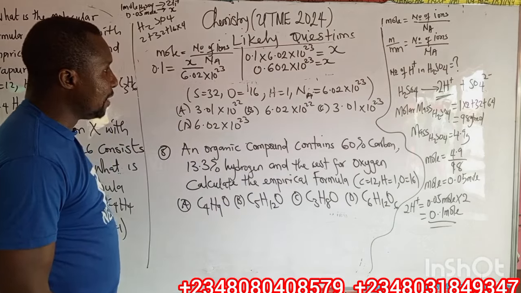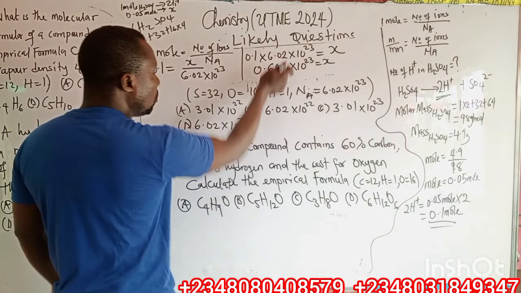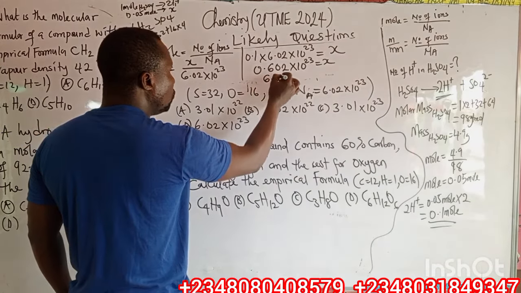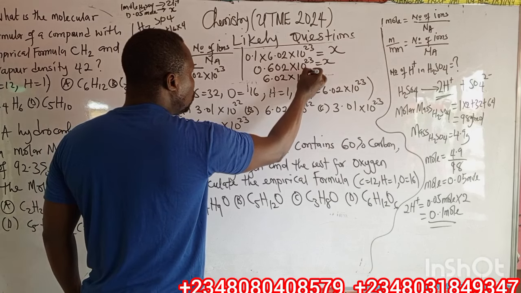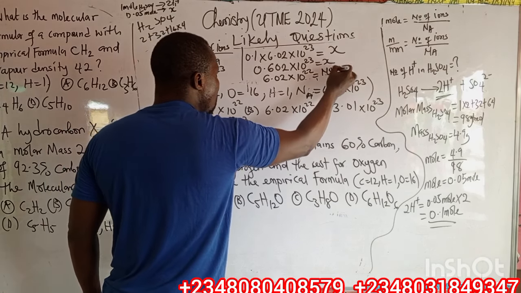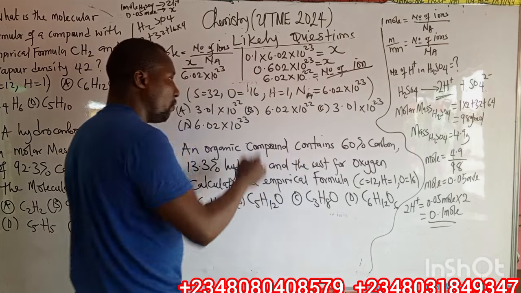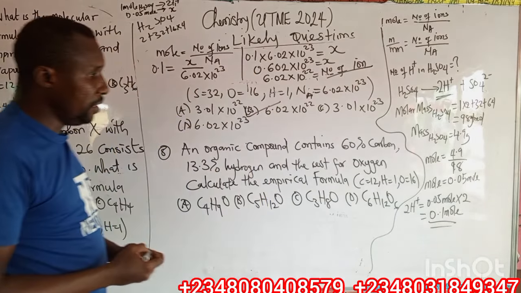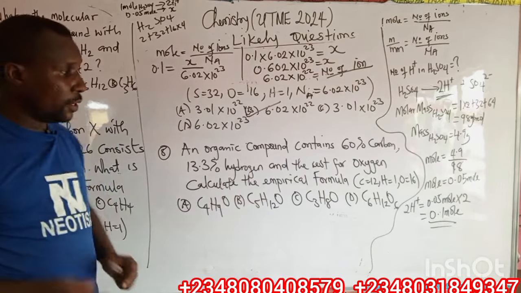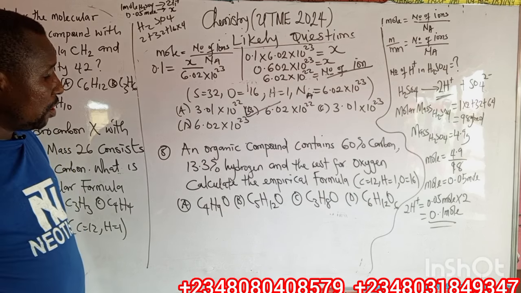Then which one is the answer? The answer is 6.02 times 10 raised to the power of 22. That is the number of hydrogen ions in H2SO4. That means option B. Let us go to the next one.